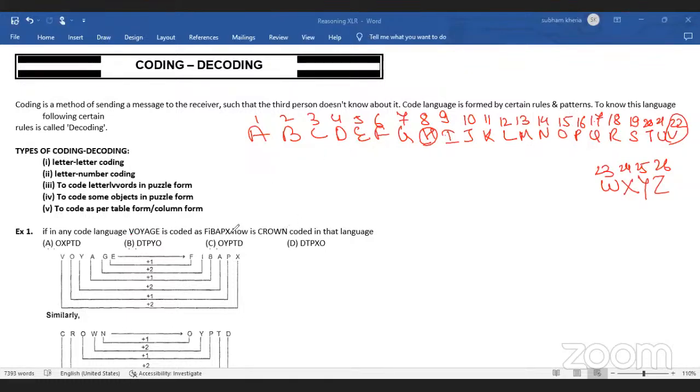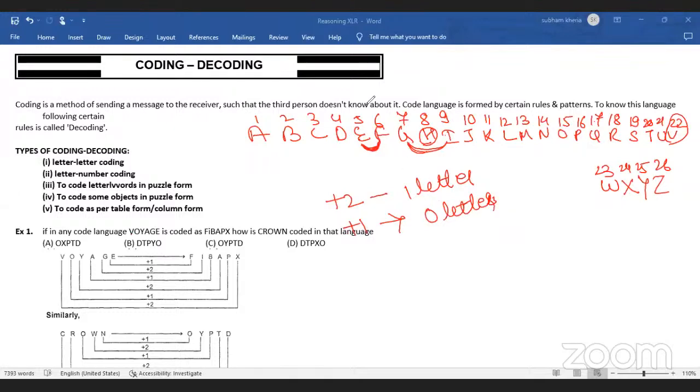Then you can see G and I has a difference of 2. E and F has a difference of 1, meaning no letter gap. G and I is a difference of 2, which means 1 letter gap. Understand, difference of 2 means 7 plus 2 will give you 9. If I tell this in the form of letter gap, then plus 2 means 1 letter gap. There is 1 letter in between. Plus 1 means no letters in between, 0 letters in between. Okay, understand this. Don't get confused. Plus 1.